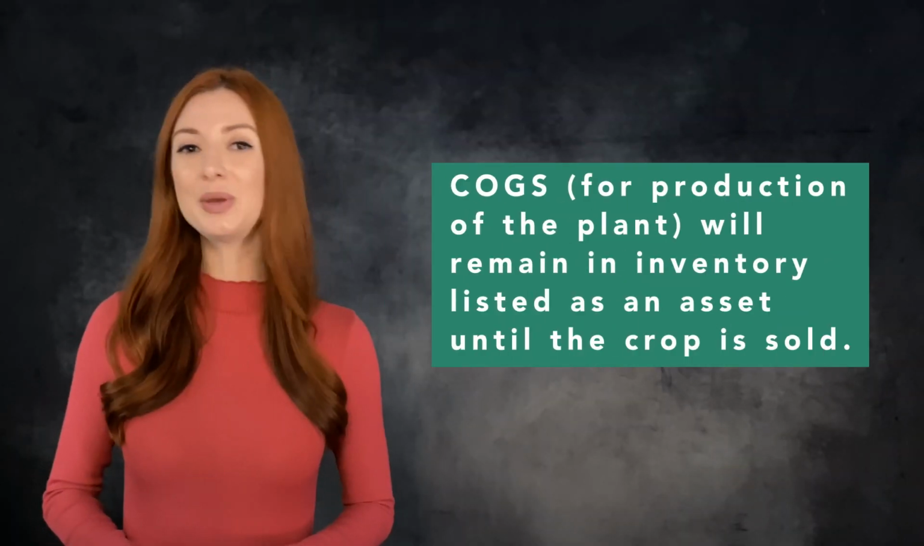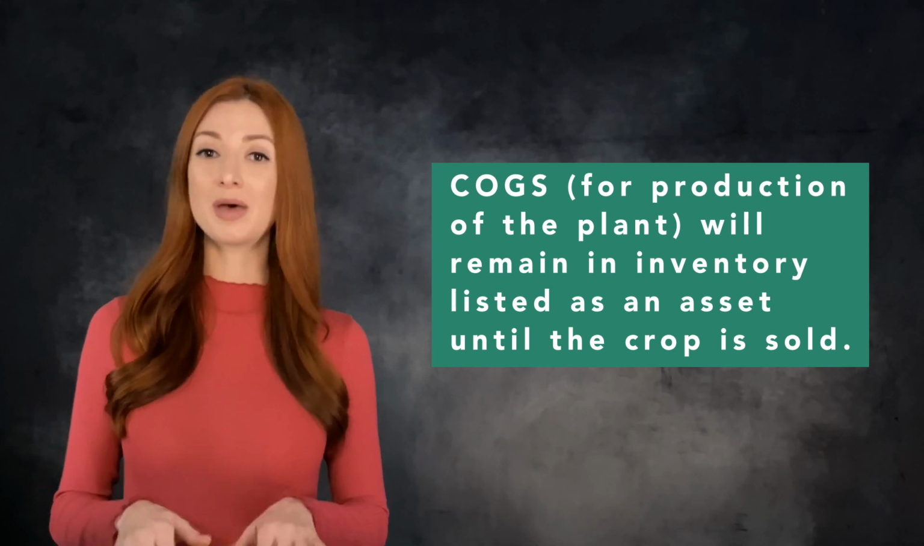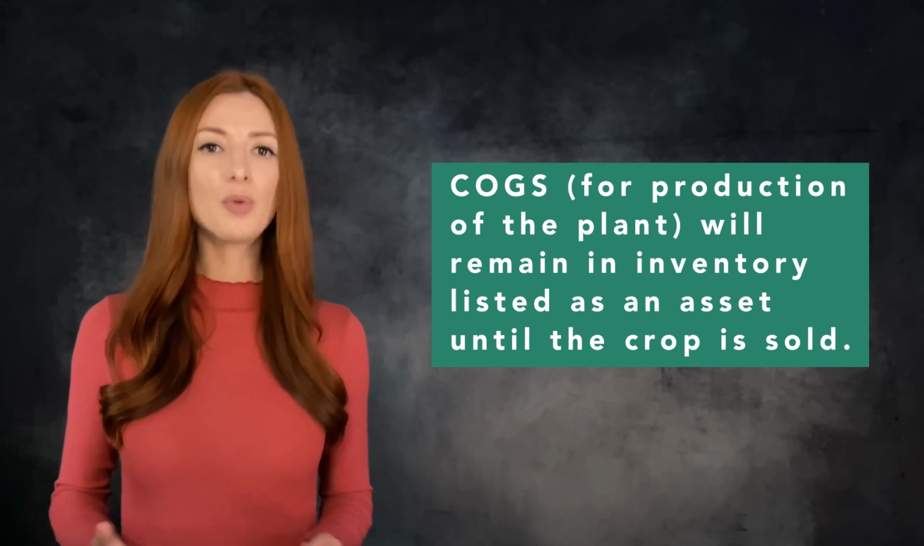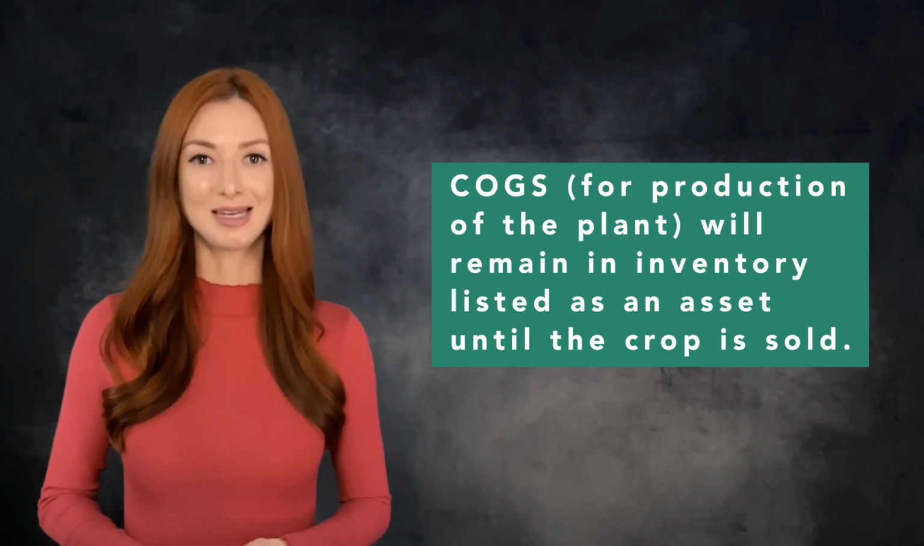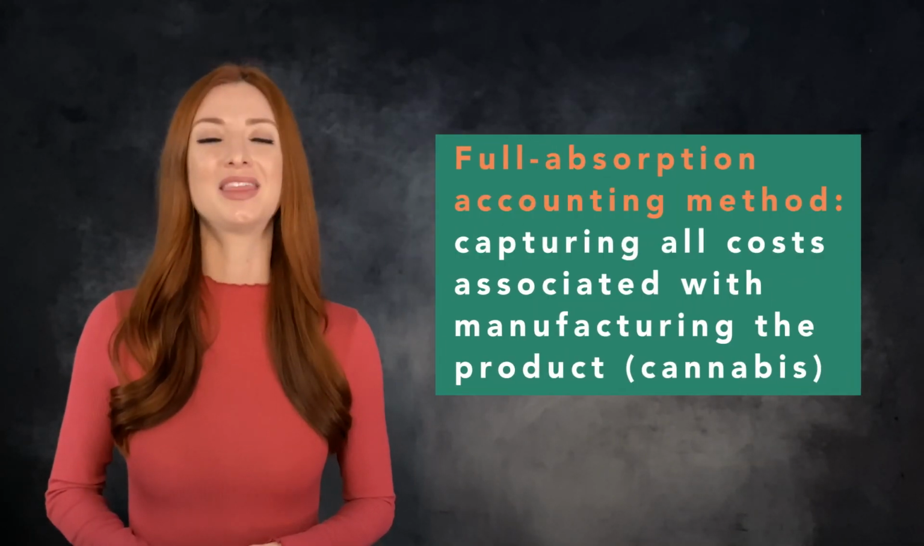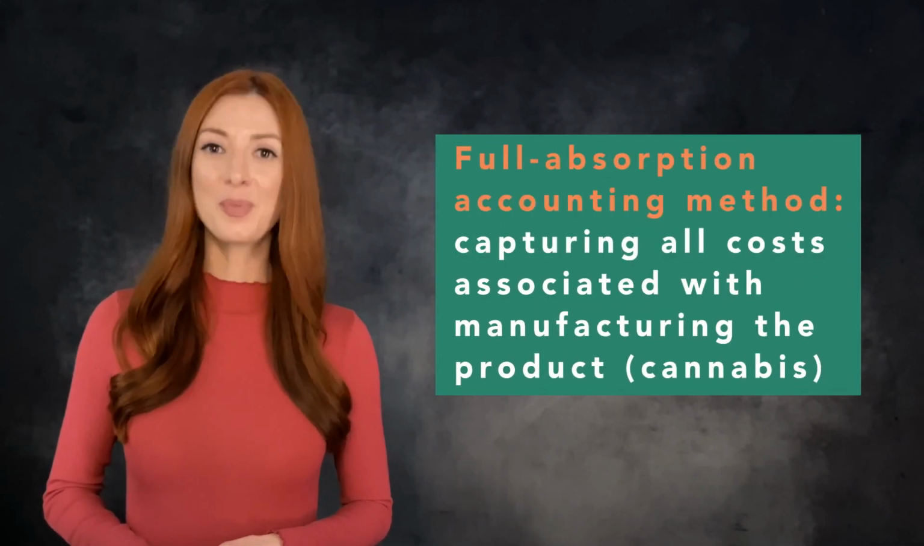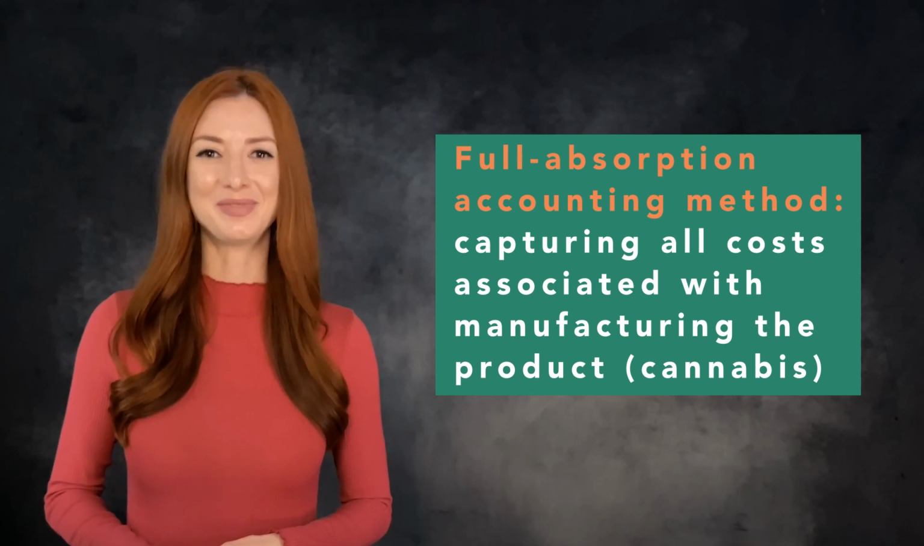While COGS won't be recognized as expenses during the month the business actually paid for them, they will remain in inventory listed as an asset until the crop is sold. Once the sale is complete, then we move them into the cost of goods sold. This is known as applying the full absorption accounting method of inventory costing and can help a cannabis grower maintain accurate inventory. Through this analysis, we are able to create an inventory valuation for the balance sheet and still stay compliant with 280E.